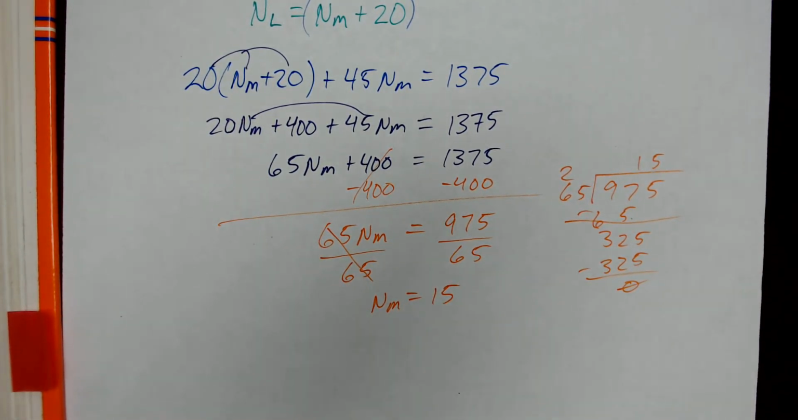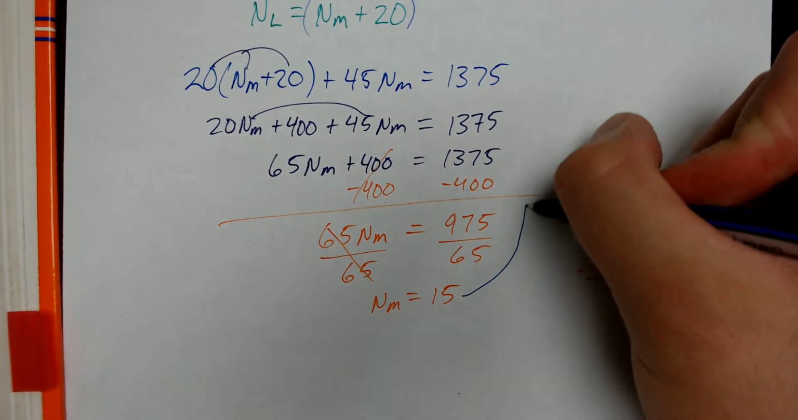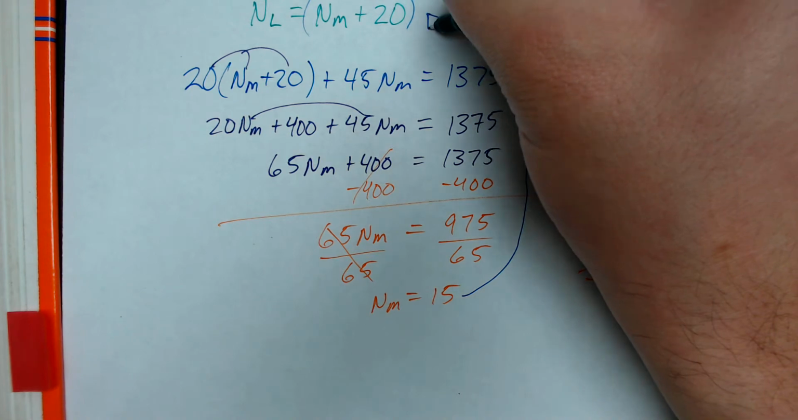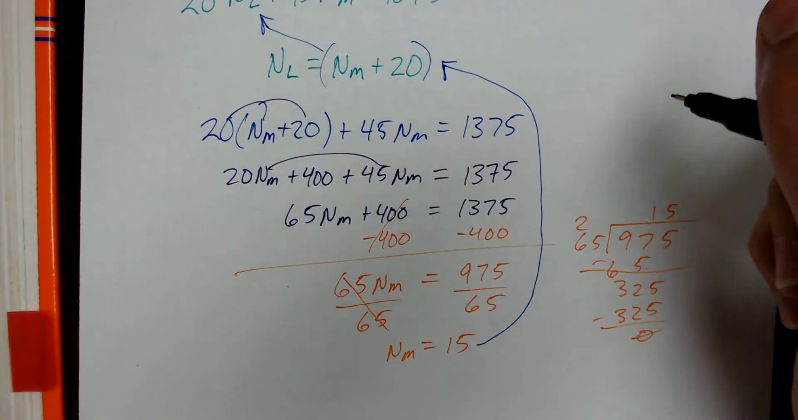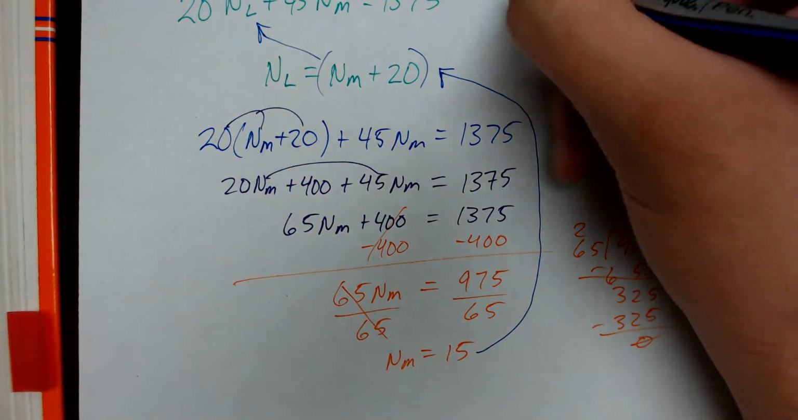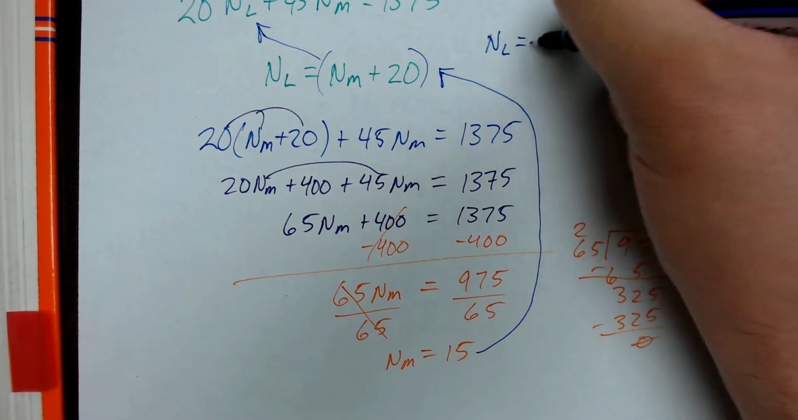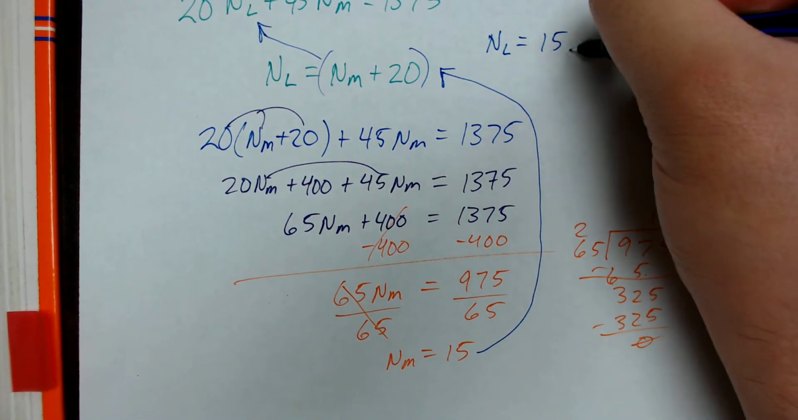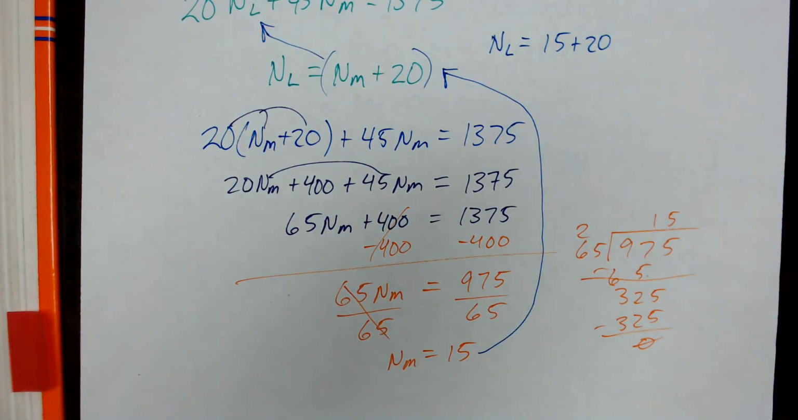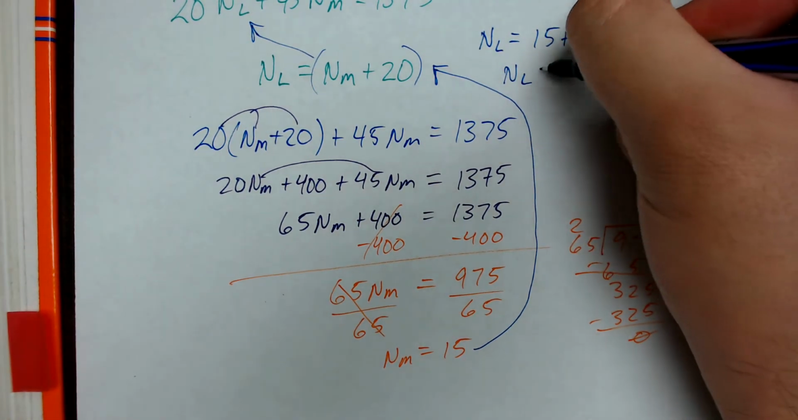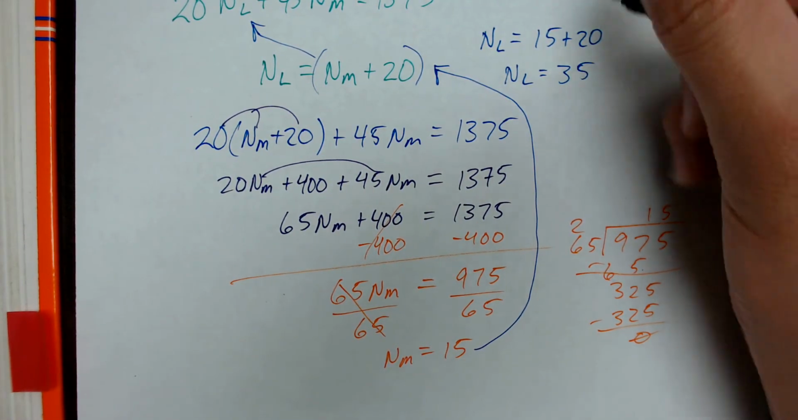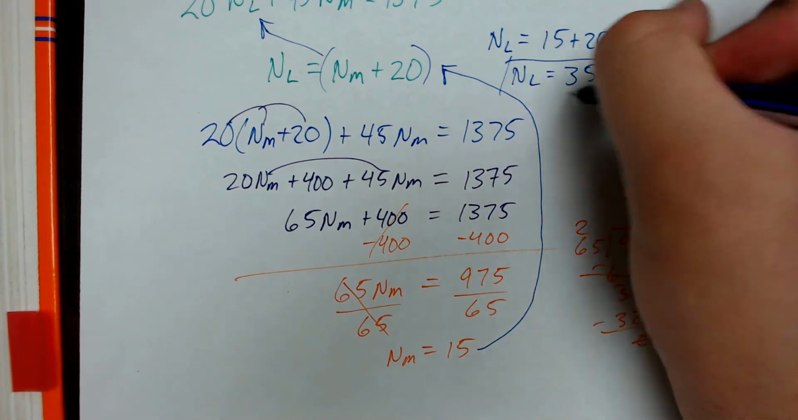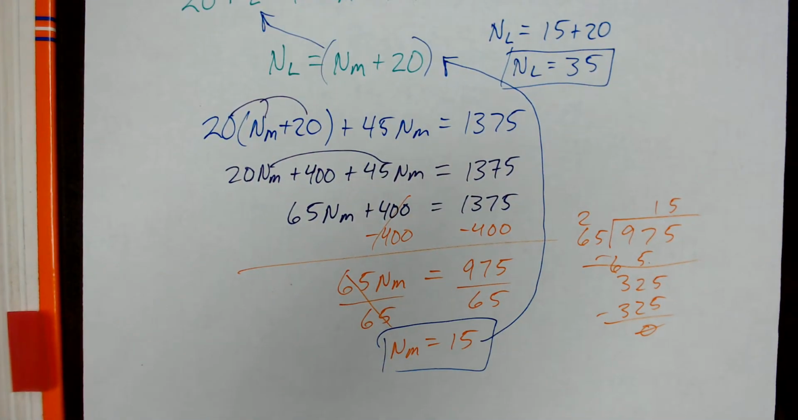Now that I know that, I'm going to take that information and plug it all the way back into this equation up here. So n sub L equals 15 plus 20. So n sub L is equal to 35. So now I know how many of each dress they sold.